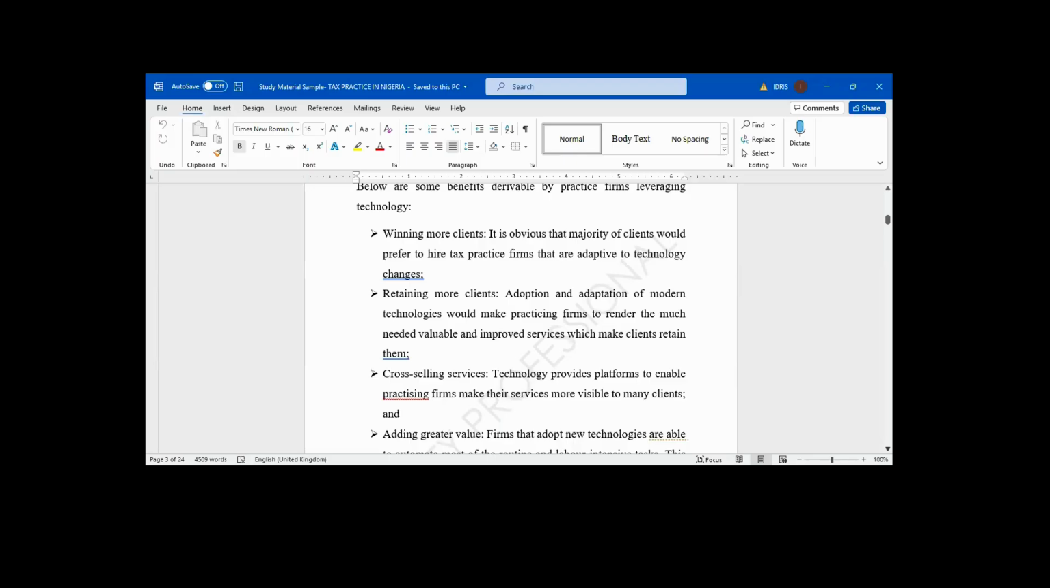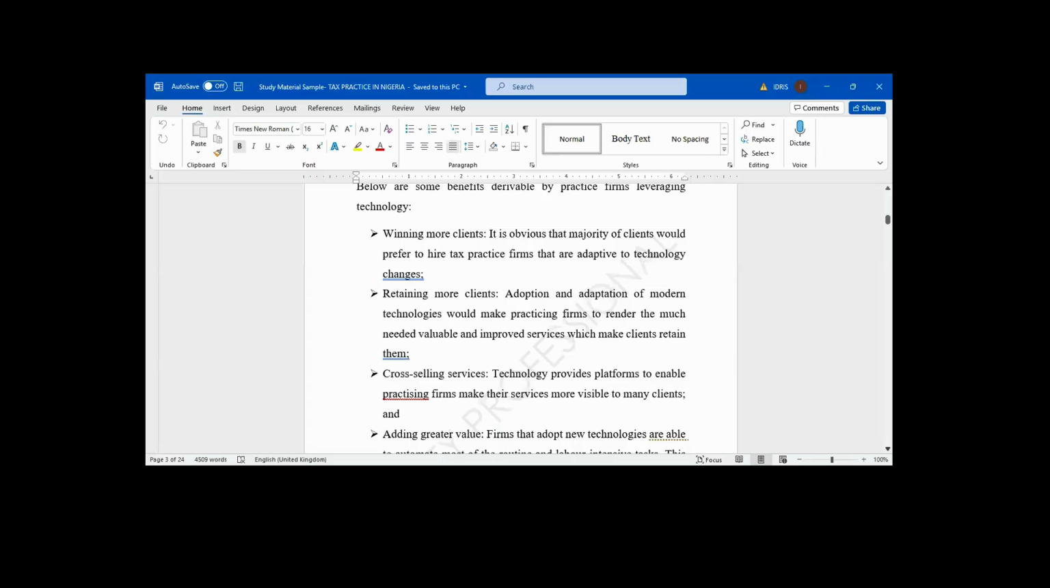So another benefit of IT to tax practice firms, another reason why tax practice firms leverage on IT, is that it helps them to retain more clients. So most of their clients will stick with them. They will retain their clients because they are using modern technology to analyze their data to carry out their service.